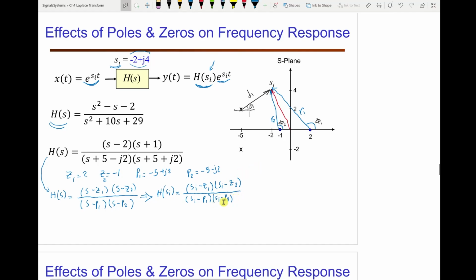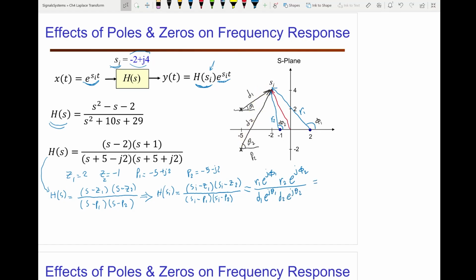And same thing, this will be a vector from p2, which is this one here, to s_i, the point of interest. So that will be here. So let's take this off, we don't need it. And this is the angle. And I will call this D2. So this expression now is just R1 e^(j phi1). And this quantity here is just R2 e^(j phi2), divided by this quantity here, which is just this vector, D1. And same thing for this one, which is just this vector here.